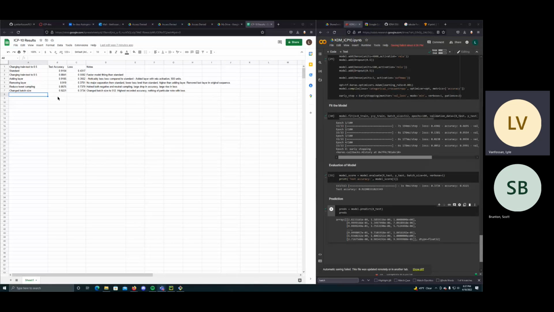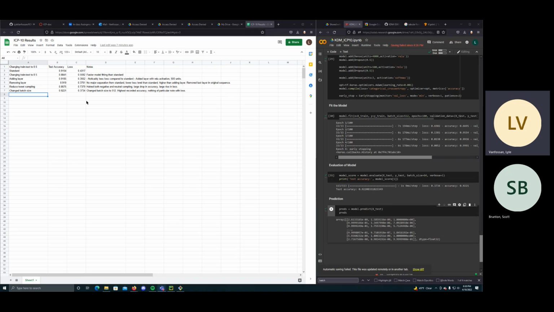So these are our results for ICP-10 by Scott Brunton and Lyle Vanfossan. For this ICP, we were mostly changing some of the hyperparameters that were provided to us in the Jupyter notebook that we were given for this task.